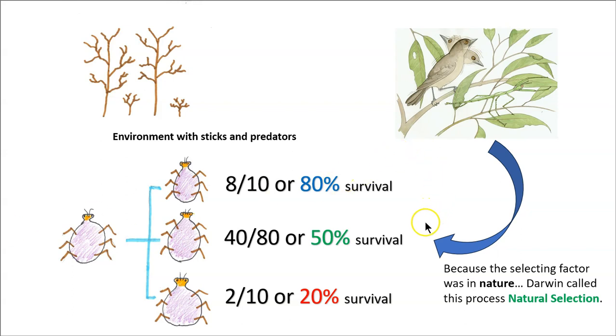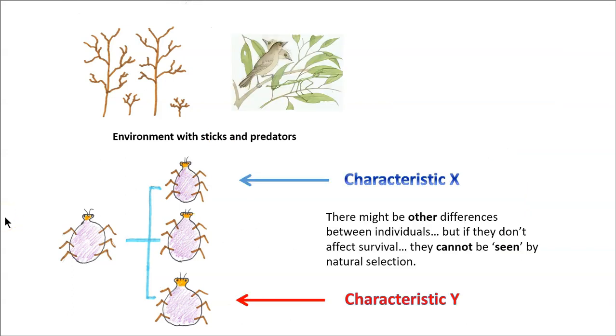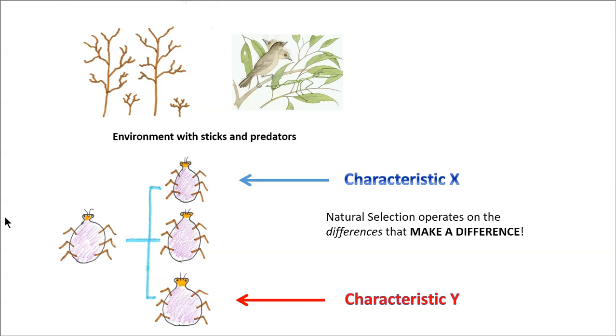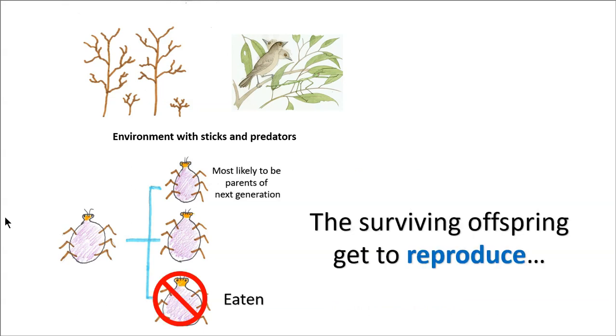Notice it's not a conscious mind purposely selecting the thinner bodies. It's birds just trying to get a meal. Now, there might be other differences between individuals, but if they don't affect survival, they cannot be seen by natural selection. Natural selection operates on the differences that make a difference. At this stage, then, we're ready to move to the next generation.